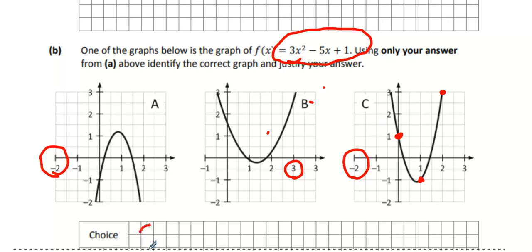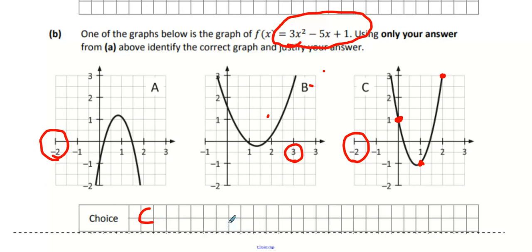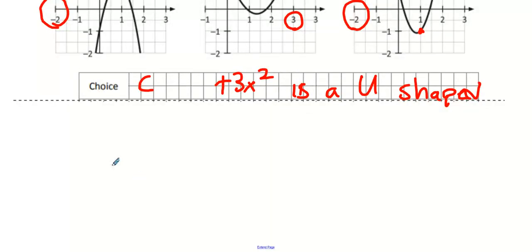Now, the choice is C. You're not allowed to say, I put it into the calculator and found out. You have to explain why. Now, here's what we're going to say. Positive 3x squared is a U-shaped graph. What does that rule out? That rules out the first choice.